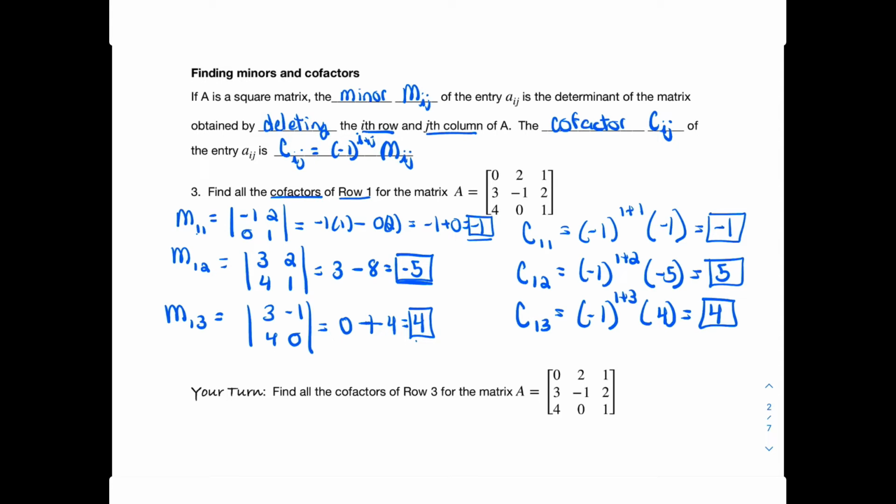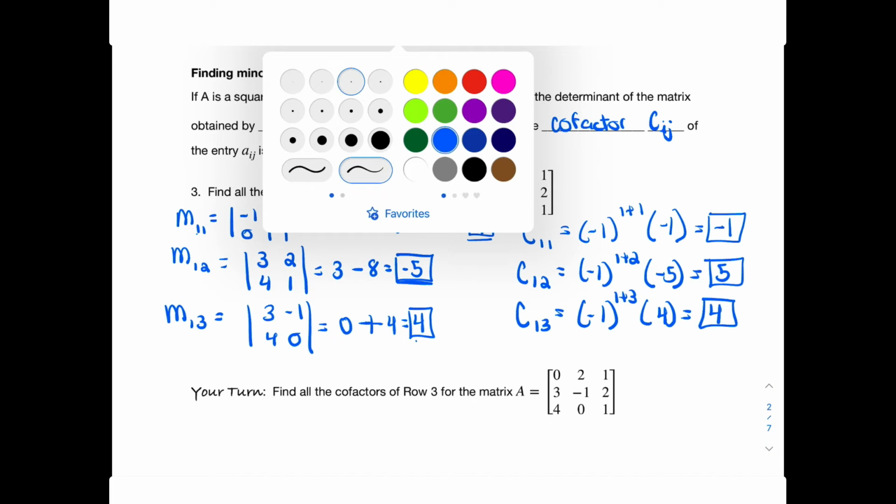And that's it. That's how you find your cofactors. Now, look at the same matrix. I want you to find the cofactors of row 3.